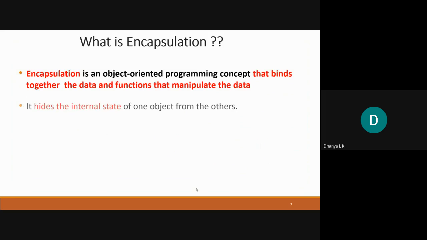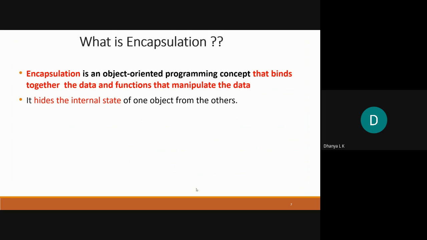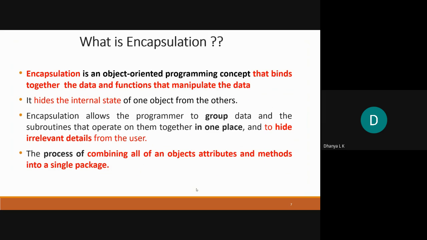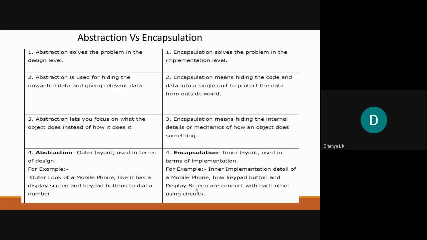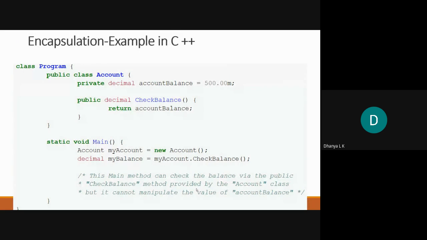And what is encapsulation? It's an object-oriented concept that binds together the data and the functions that manipulate the data. So, encapsulation, there is an example. This is the difference between abstraction and encapsulation. You can read it for the exam. Then this is an example of encapsulation in C++. This is a simple example.